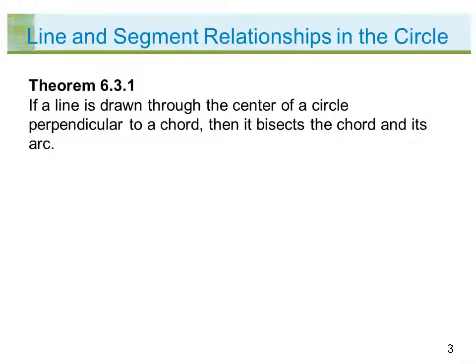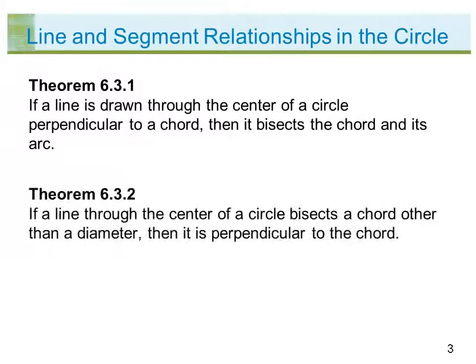Theorem 6.3.1. If a line is drawn through the center of a circle perpendicular to a chord, then it bisects the chord and its arc. Theorem 6.3.2. If a line through the center of a circle bisects a chord other than a diameter, then it is perpendicular to the chord.